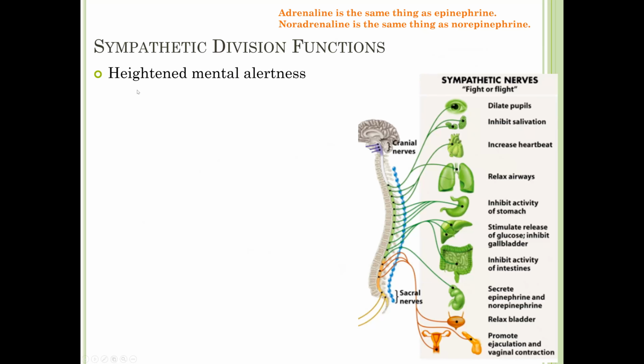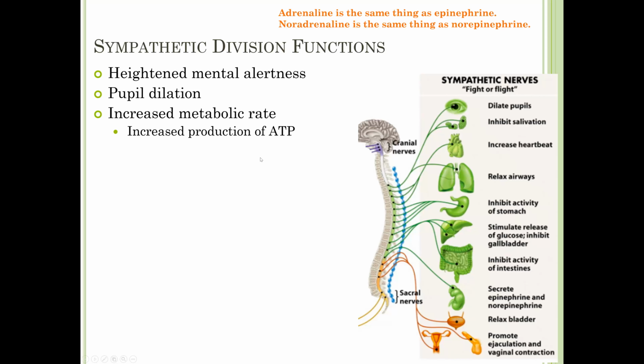You get heightened mental alertness with the sympathetic division. You also get dilation of your pupils to let in more light to help you see better and to prepare to respond to an emergency. Again, when you're going through these, think of all of these as helping you with that fight or flight response. You have an increase in your metabolic rate, which actually means you're going to increase your production of ATP. And again, that's going to prepare your body for action.